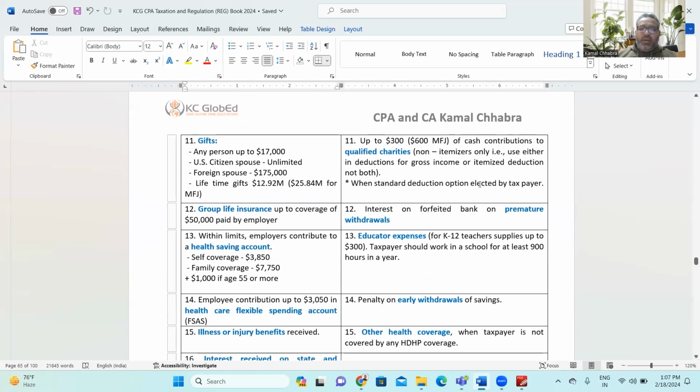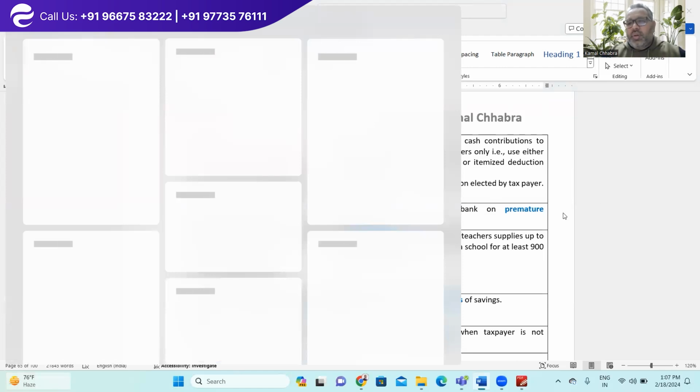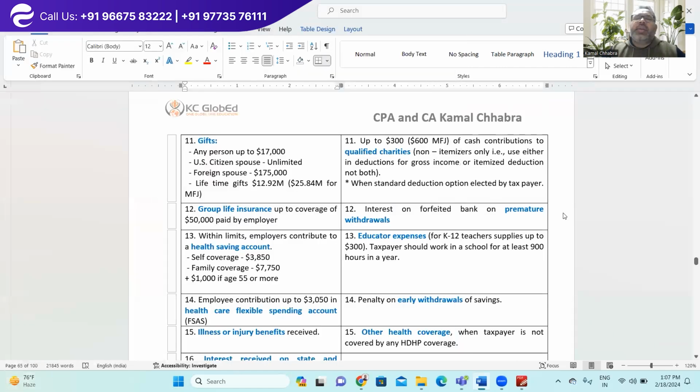Next is up to $300 or $600 for married filing jointly, a cash contribution to a qualified charity. Non-itemized only, use either in deduction of gross income or itemized deduction, not both, when standard deduction option is selected. So here what they are saying, when you are making a cash contribution to a qualified charitable institution, right? So cash contribution up to $300 you can make as individual, or $600 for married for joint return, right?